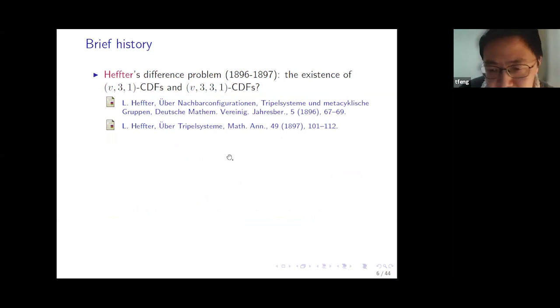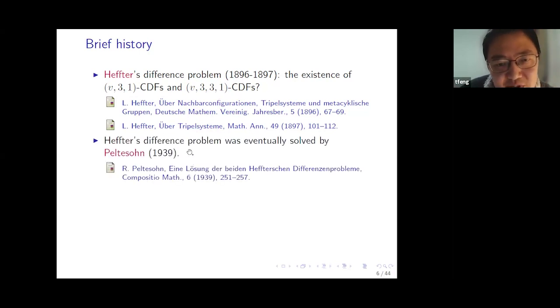Hanani in 1896 to 1897 first asked about the existence of cyclic designs, or using difference family language, he asked about the existence of a (v,3,1) cyclic difference family and a (v,3,1) cyclic difference family. Just as I said, the former used cyclic designs without short orbits, and the latter one used cyclic designs with short orbits. And Heffter's difference problem was eventually solved by Peltesohn in 1939.